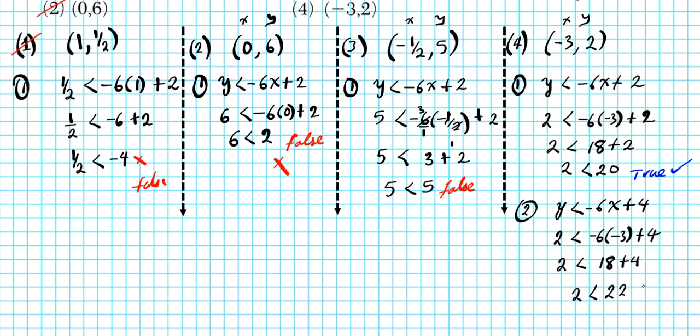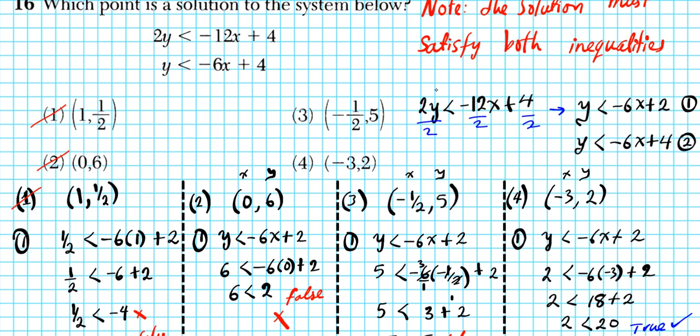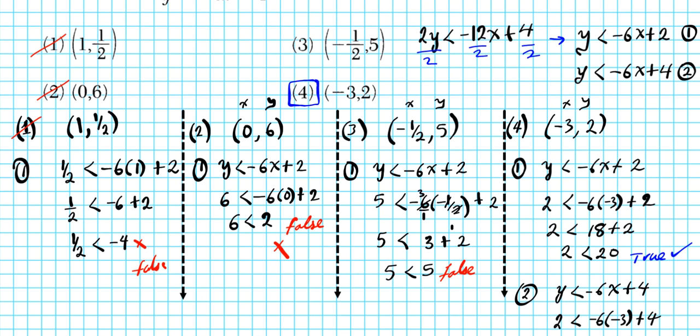It certainly is, so this is true. So since the coordinate pair in option 4 satisfies both inequalities, this is one of the solutions to the system of linear inequalities. Okay, you have infinitely many solutions because you're looking at the intersection of the regions here to see what the correct solution region is for the system of linear inequalities.